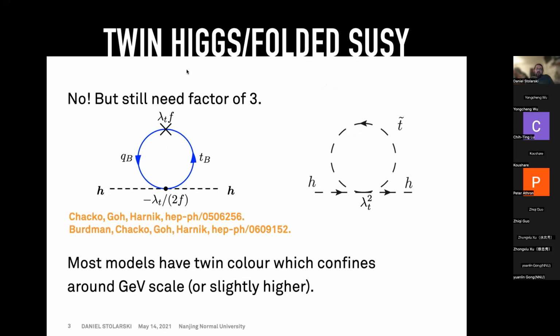And so so-called models of twin Higgs or folded SUSY, these top partners do not carry standard model color, but they carry some other color, right? And so because they have this other quantum number, they still get the factor of 3. And there's various other clever things that happen in these kinds of twin Higgs or folded SUSY models. And so they have a twin color. These models have a twin color, and the scale of the twin color is not so different than the scale of standard model color. So it's around the GeV scale or maybe slightly higher. All right, so that's motivation number 1.